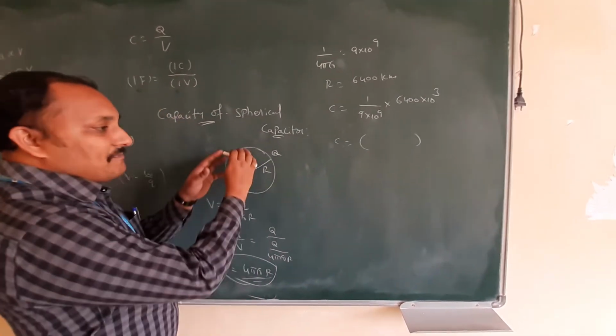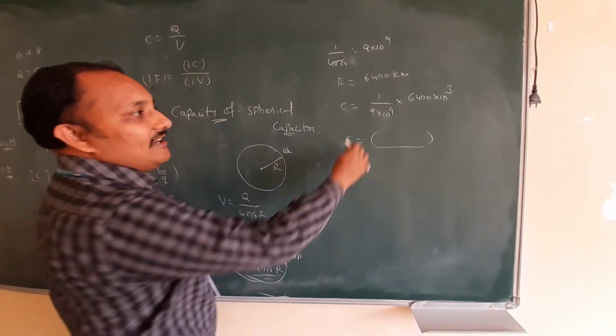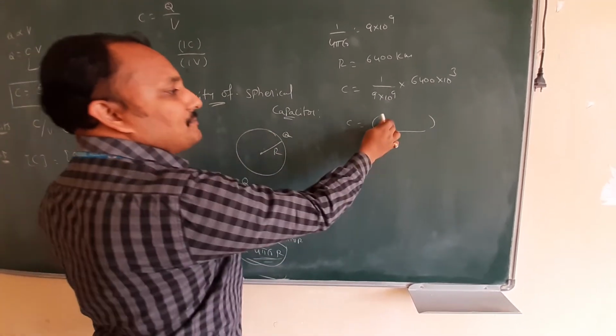Then this much big Earth's capacity is a very small value. 0 point something will be coming. You can calculate and see once. The capacity of the Earth is a very small value.